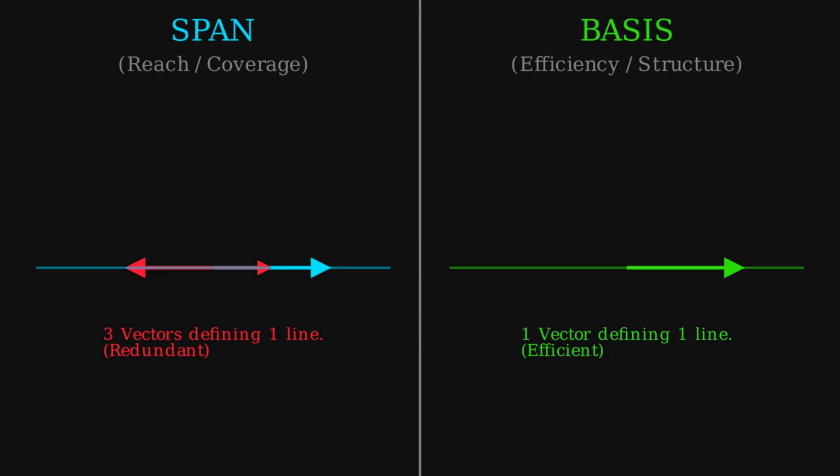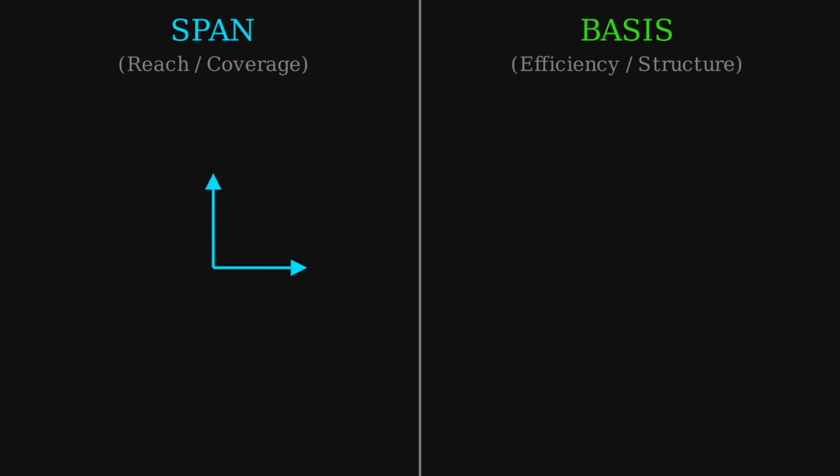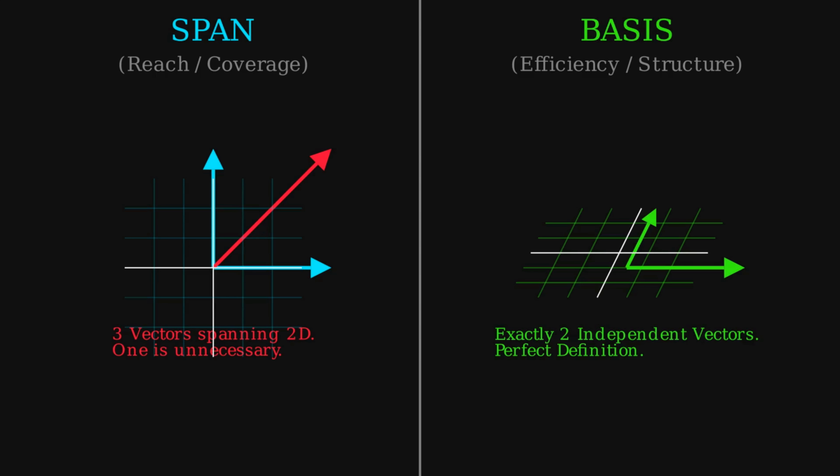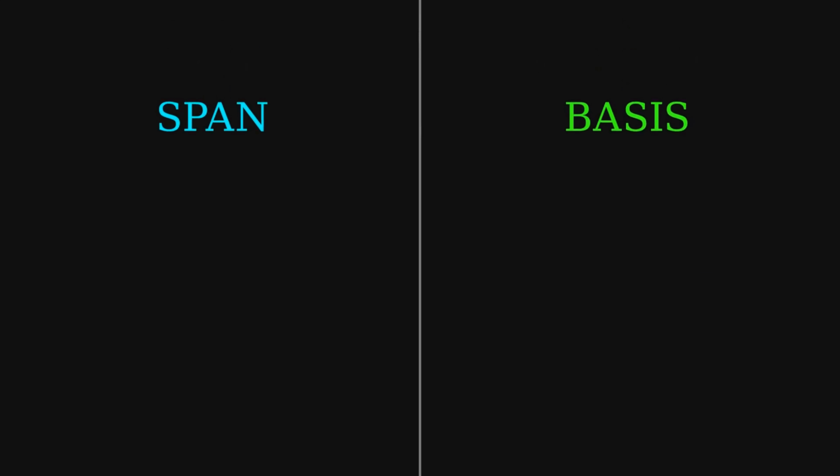No more, no less. In 2D, the span might use 3 vectors to cover the plane, creating redundancy. A basis uses exactly 2 independent vectors to create a perfect grid. Span is the pile of building materials. Basis is the blueprint.